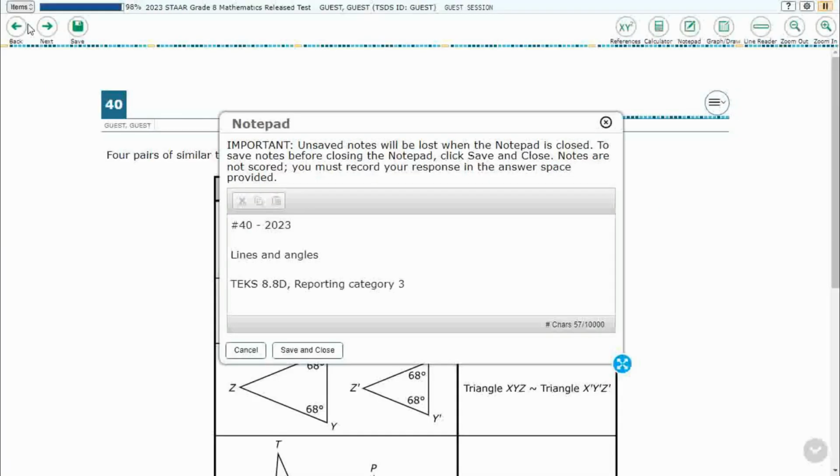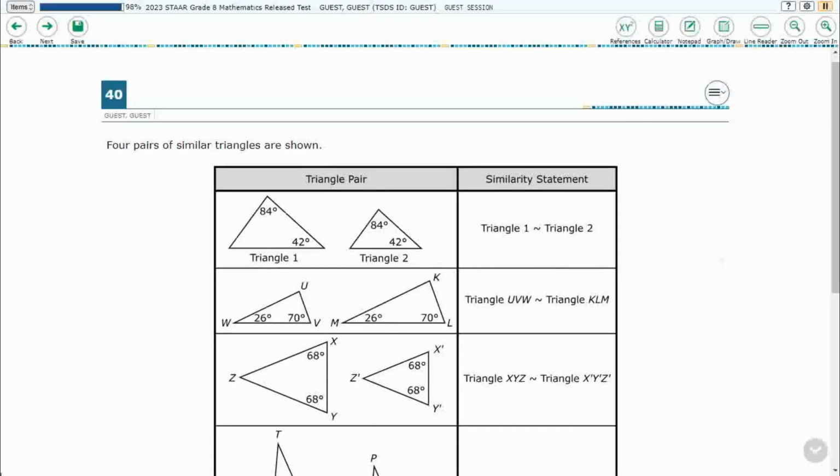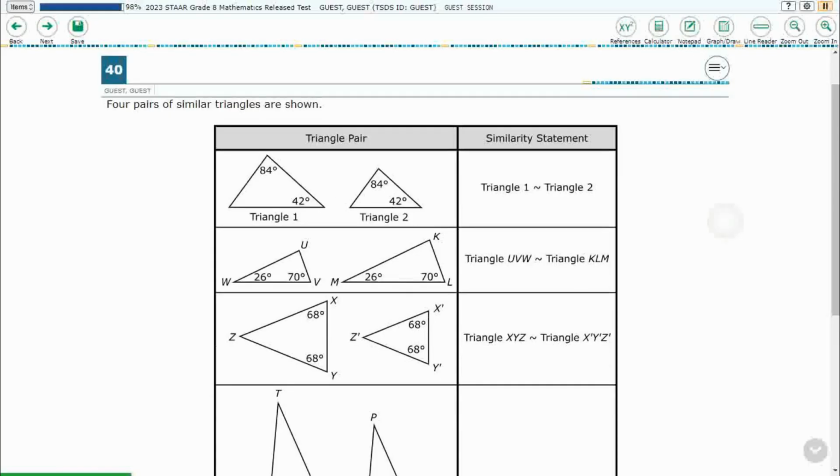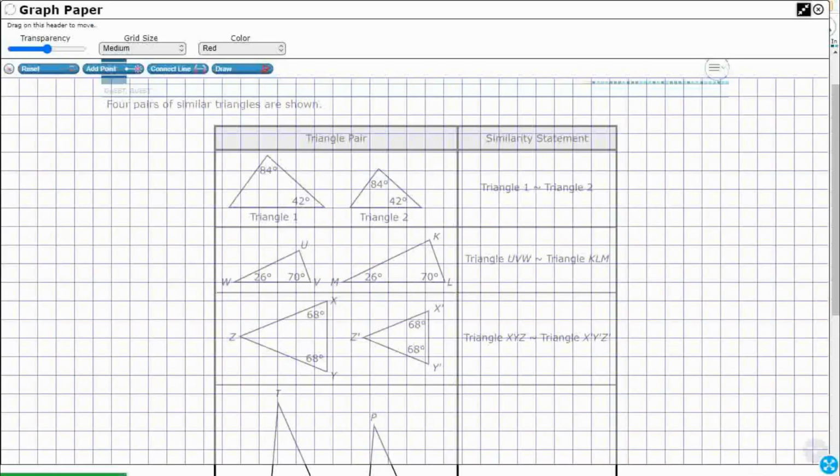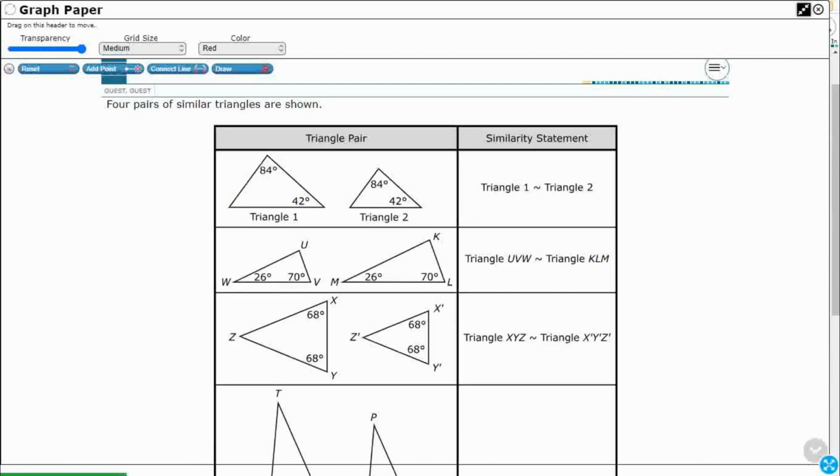For our 40th and final question, we are looking at lines and angles. This is TEKS 8.8D, reporting category 3. So we've got 4 pairs of triangles that are similar. And it starts out pretty simple. It just says triangle 1 is similar to triangle 2, so we're going to use that little squiggly line, called a tilde, to represent similarity. Notice that the angles are the same, even though the side lengths are different. They're proportional, but the angles are the same.